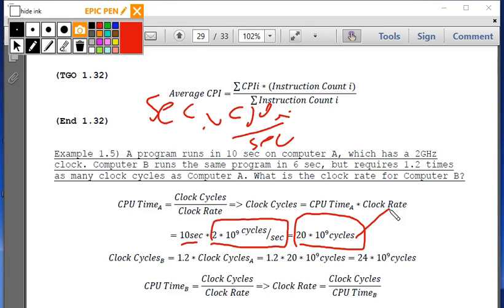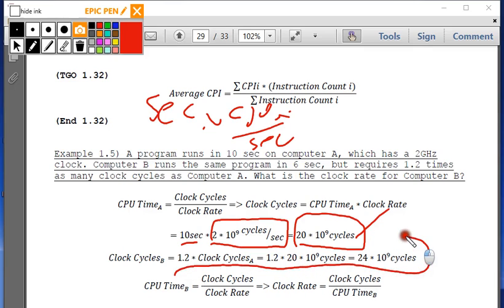What's the important part about computer B? 1 point, yeah, exactly. So that's what we're trying to find, but everybody else pointed out the 1.2 times, right? So what do you think we should do next? If I have the number of clock cycles that it takes to execute computer A, I just multiply by 1.2, right? So that's what we do here.